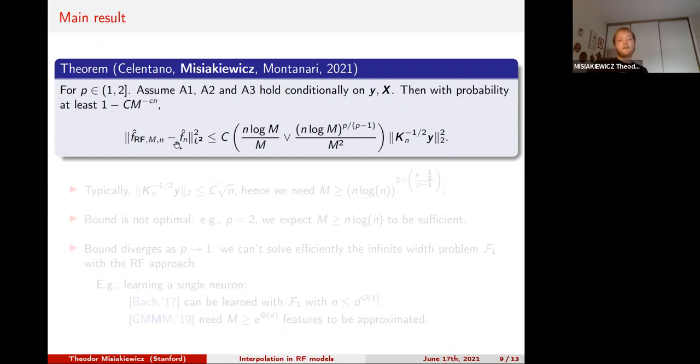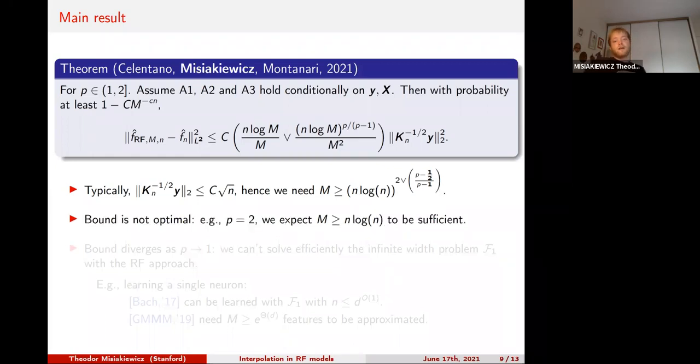we have the following bound on the L2 norm squared of the distance between the RF solution and the infinite width solution. This is given by the max of n log m over n and n log m to the power p over p minus 1, over m squared. To interpret this result, note that typically this quantity is bounded by square root of n. And so in order for this RF approximation to be a good approximation of the infinite limit, we need m to be bigger than d log n to the power of the max of 2 and (p minus 1 half over p minus 1).